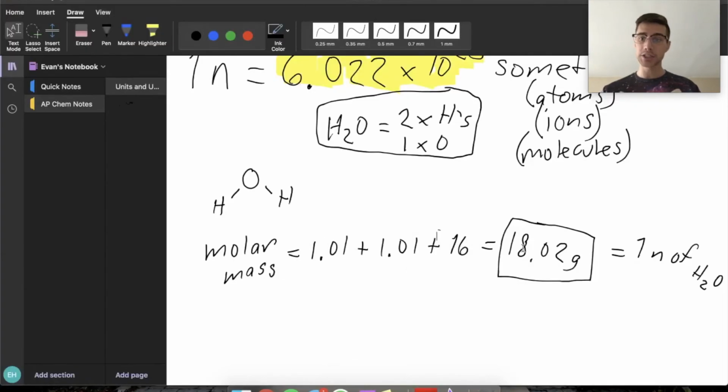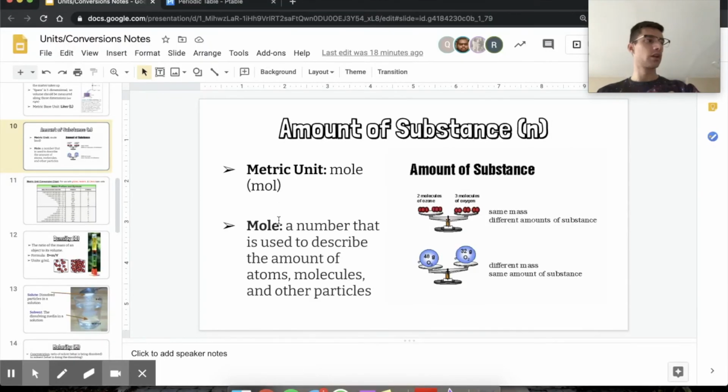Now, if you actually wanted to measure this out, just as an example, 18.02 grams of water is about the same as 18 milliliters. So this is about 18 grams of water. As you can see, it's not very much, but water is not a huge molecule in chemistry, so that's all right. But that is what it would look like in terms of measuring it out.